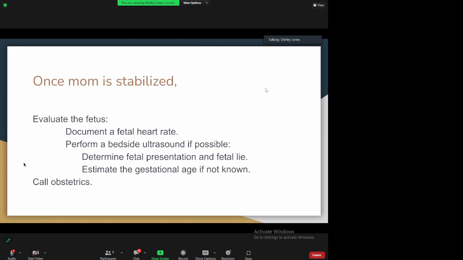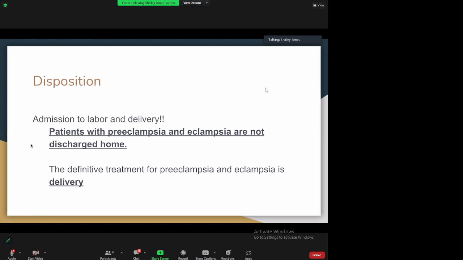Once the mom is stabilized, we got her blood pressure fixed, we gave her magnesium, then we need to look at the baby. So make sure we document a fetal heart rate, and we can do that with our bedside ultrasound, or the nurses can find it with the Doppler often. And if possible, you can also use the ultrasound to see if the baby is breech or vertex. And of course we need to get the OBGYN team on board early. Disposition is definitely going to be to admit these patients. They are not discharged home, because again, the definitive treatment is going to be delivery.